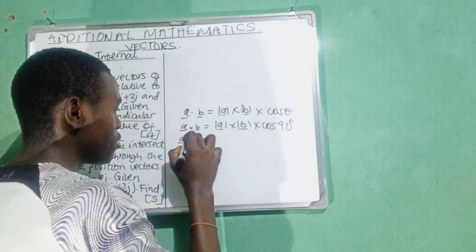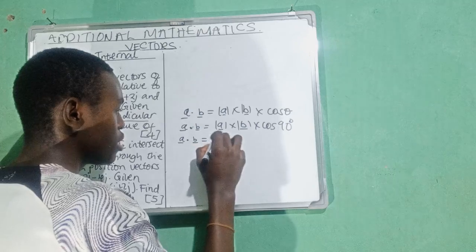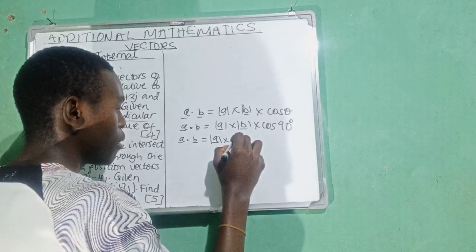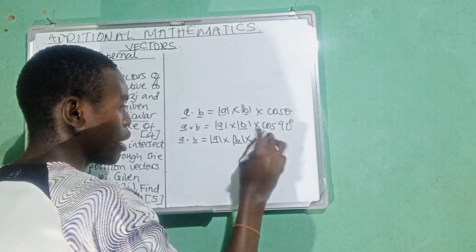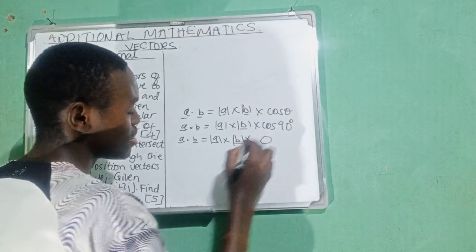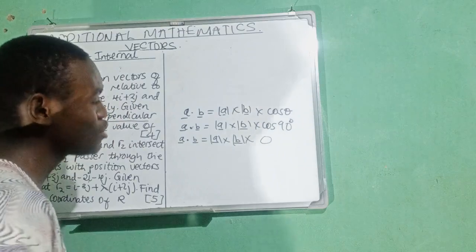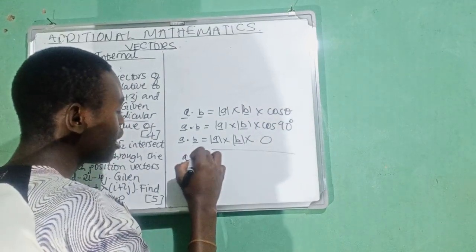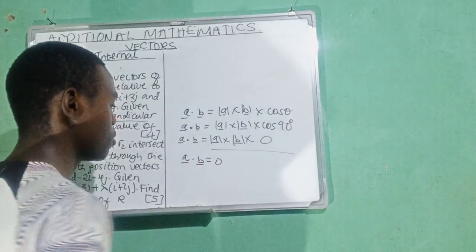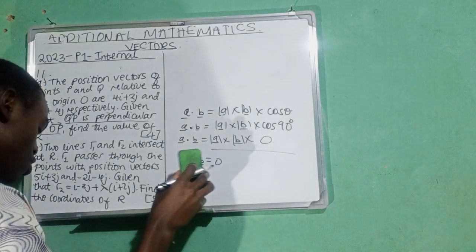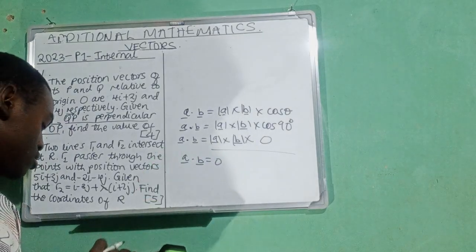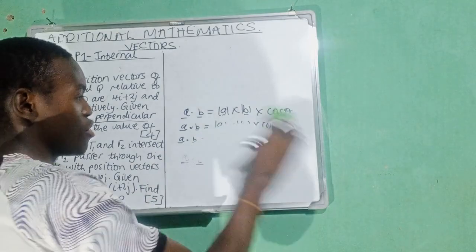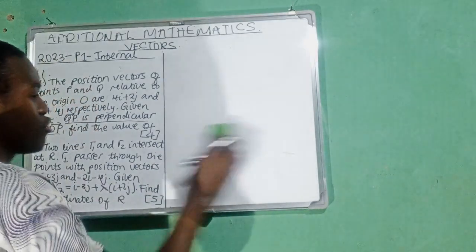So A dot B would be equal to the magnitude of vector A multiplied by the magnitude of vector B multiplied by cos 90, which is 0. So everything here will be 0. It means that A dot B is equal to 0. So this is just the proof of what I'm talking about. Let's get on with the question.